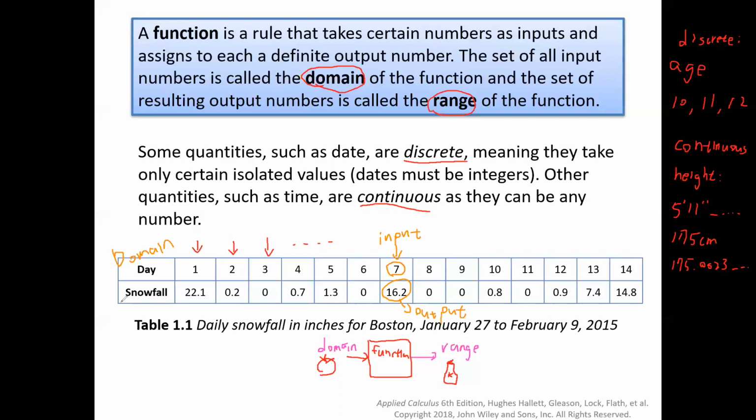Oh, I forgot to put range here, range for snowfall. So the domain is the number of days that you select as an input into the function, and snowfall is going to be the range. It's going to be the collection of numbers that your function is going to spit out. So you can pick any given day, and this table as a function will give you the snowfall in inches. If you select another one, let's say 11, it gives you 0 inches of snowfall. So no snowfall at all.